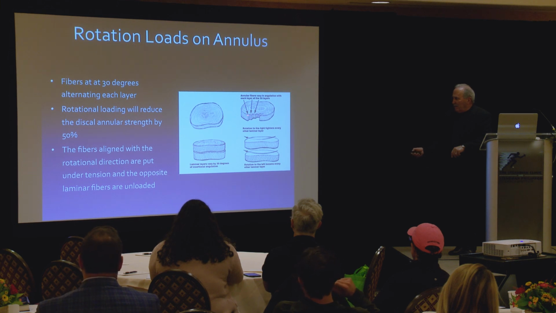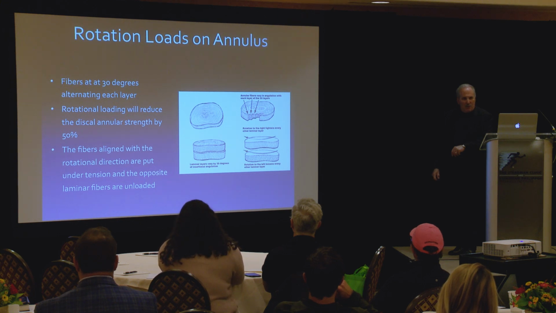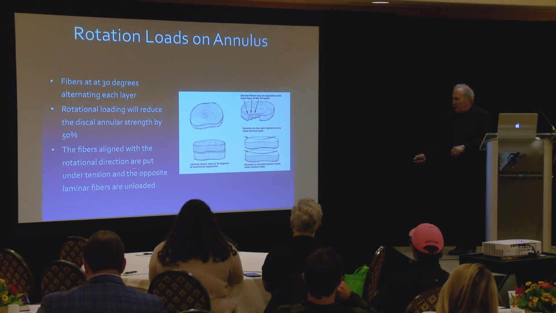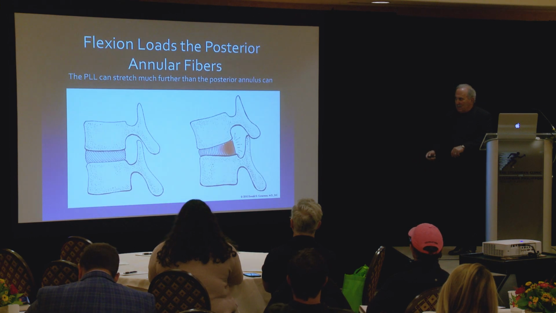Remember, the annular fibers are angled 30 degrees to each other, right? So rotation will do what to the disc? It'll reduce the strength of the disc by 50% if you rotate. The fibers aligned with the rotational direction are put under tension, and the opposite laminate fibers are unloaded. So just by rotating, you lose 50% of the strength of the disc.